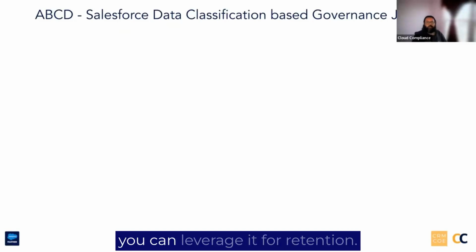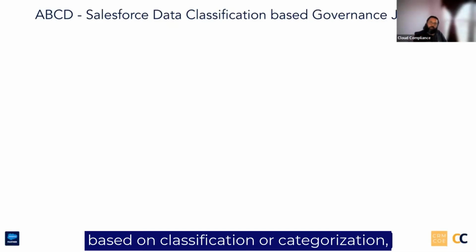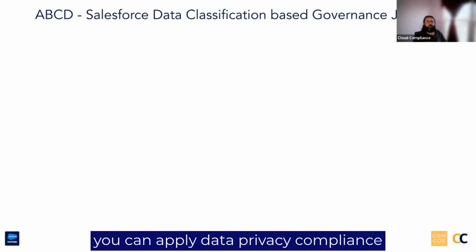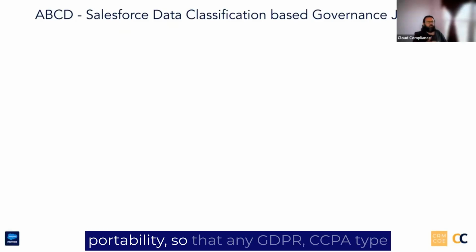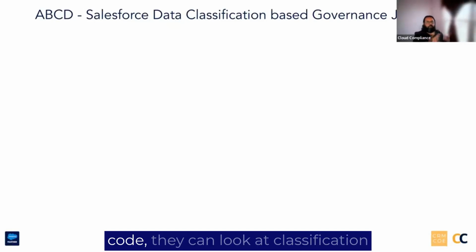Another advantage is you can leverage it for retention. You can have retention policies that would wipe out data based on classification or categorization. You can apply data privacy compliance policies for right to be forgotten and portability, so that any GDPR, CCPA type data requirements can be met with this. Another example is you can now build security into your Apex code. When your developers are writing code, they can look at classification and take an action based on that. That way you can make sure it's not interfering with a without sharing mode in Apex, where you've got all the fields on an object. Now you can look at classification and categorization and make sure only the ones that meet a certain threshold are leveraged.